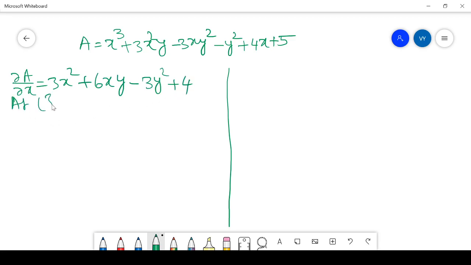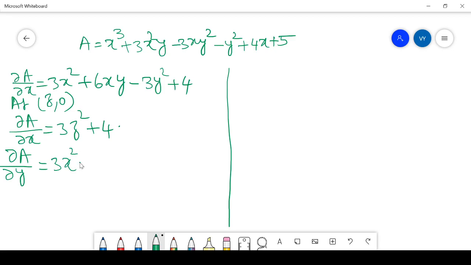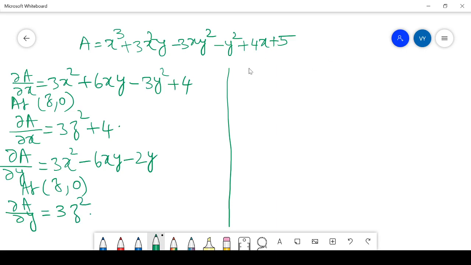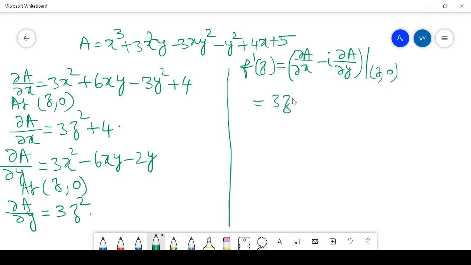Okay, at z comma 0, dou a by dou x will be 3z squared plus 4. And similarly, what will be dou a by dou y? Dou a by dou y will be 3x squared minus 6xy minus 2y. Okay. At z comma 0, dou a by dou y, this will be 3z squared. Okay. Now, using this formula, what is f dash of z? F dash of z will be dou a by dou x minus i into dou a by dou y at z comma 0. Okay. So this will be 3z squared plus 4 minus i into 3z squared.